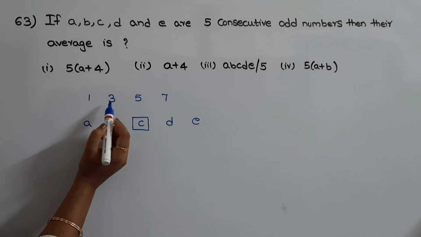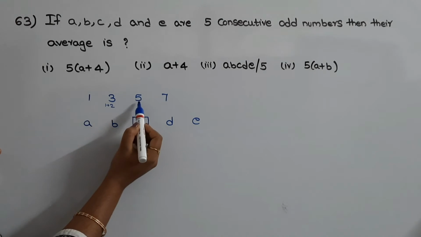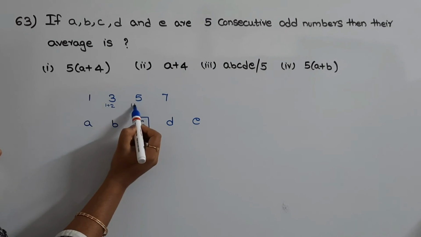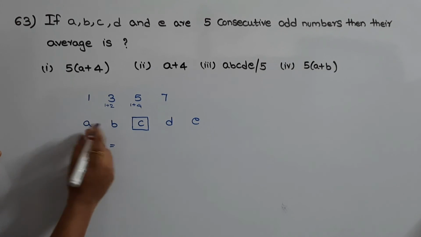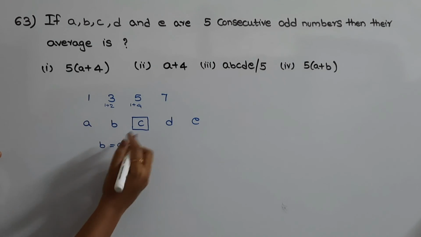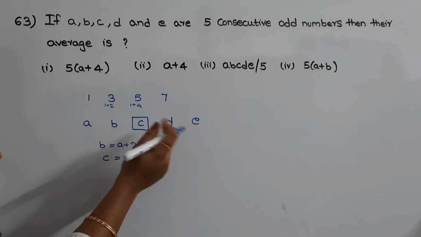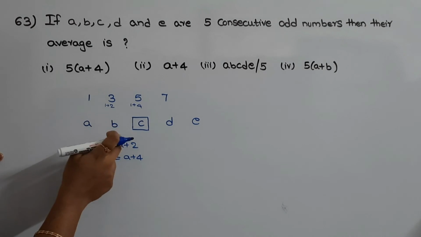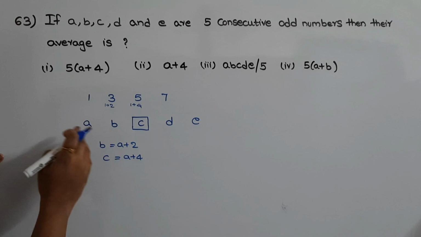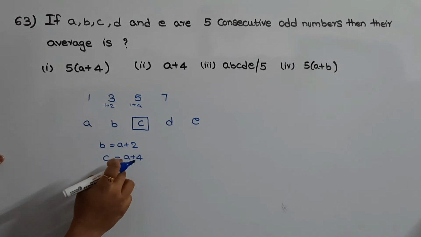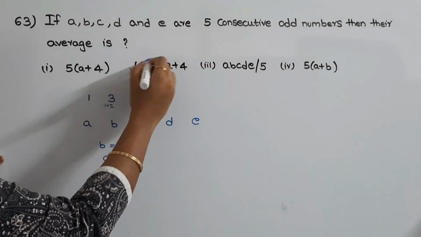See here, this 3 can be written as 1 plus 2, and this 5 can be written as 1 plus 4. Similarly, here B can be written as A plus 2 and C can be written as A plus 4. Since these are consecutive odd numbers, we can write B as A plus 2 and C as A plus 4. So the average of these 5 consecutive numbers is C and we can write it as A plus 4. So the answer of this question is the second option.